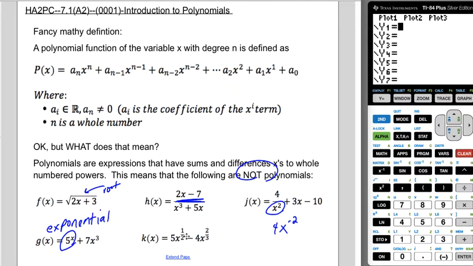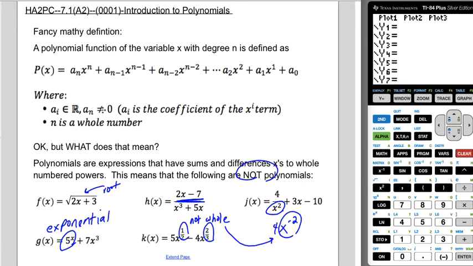Exponential. And these are not polynomials because the powers are not whole numbers. So these are not whole numbers. The same thing with this one: that x to the negative second was not a whole number. So that's why those are not polynomials.